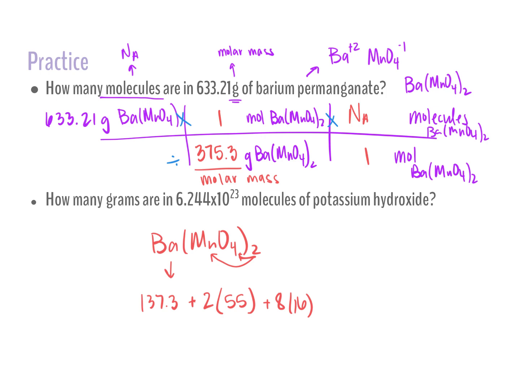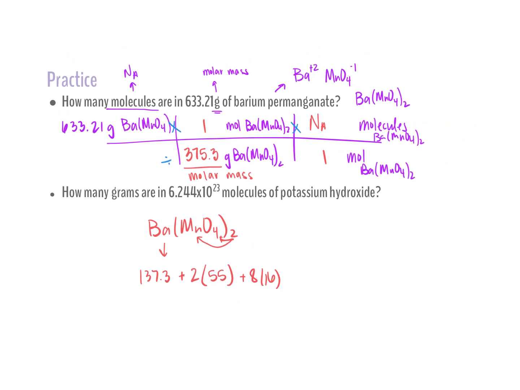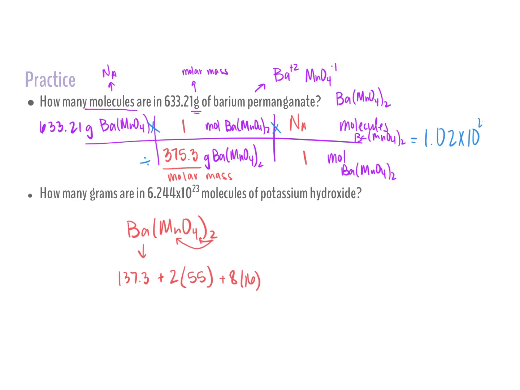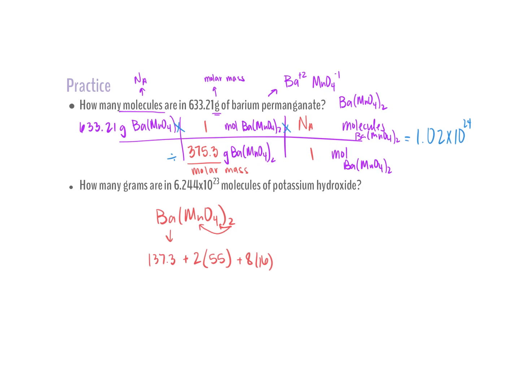375.3 is on the bottom. I ended up with a value of 1.02 times 10 to the what? 24th. Good. 1.02 times 10 to the 24th. If you think that's a long problem, we are just getting started. Yeah, that's what the last class was saying. Yeah, you betcha. Okay? Tell me what questions do we have about putting those numbers in?